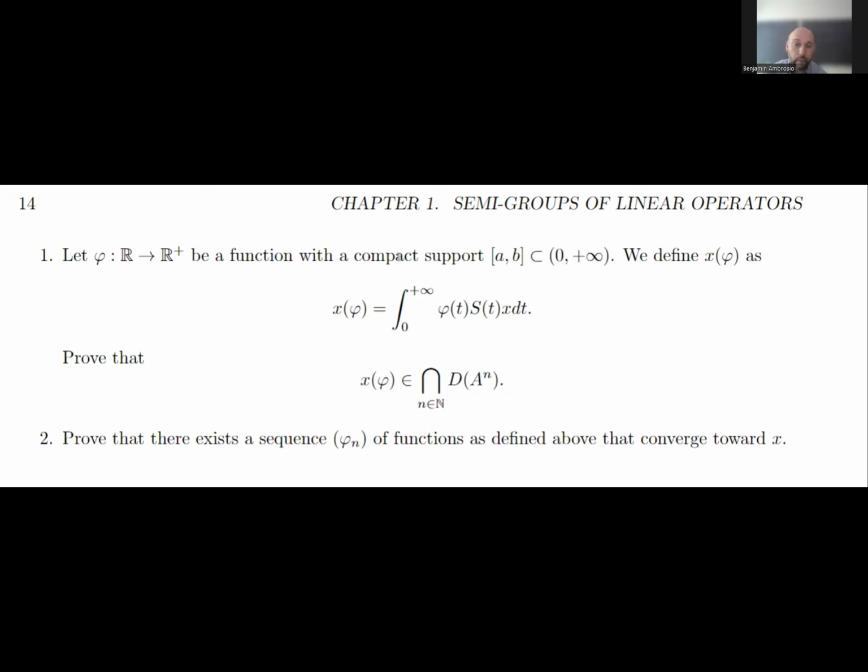And so we will stop here for chapter 1. The next chapter will deal with the Hille-Yosida theorem. So that's it for today.